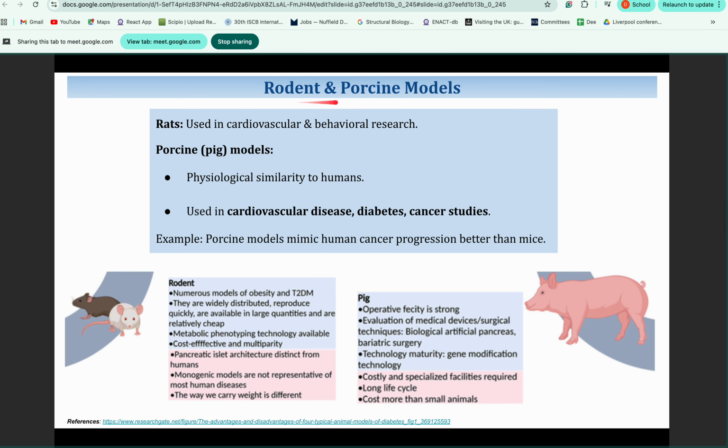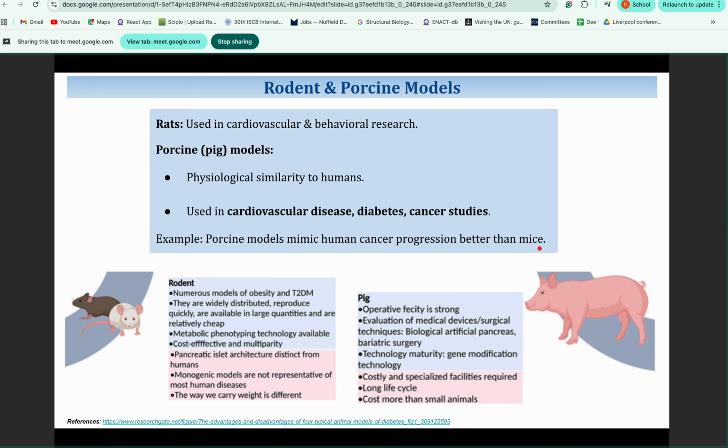Now next are the rodent and porcine models. When we say rodent, it means rats, and porcine means pigs. Rats are used in cardiovascular and behavioral research. The porcine models have physiological similarity to humans, and they are used in cardiovascular diseases, diabetes and cancer studies. For example, porcine models mimic human cancer progression better than mice.